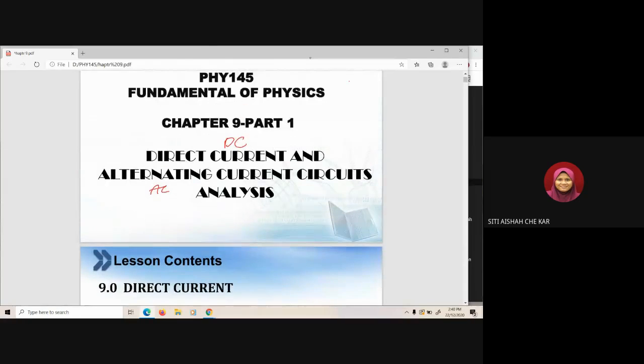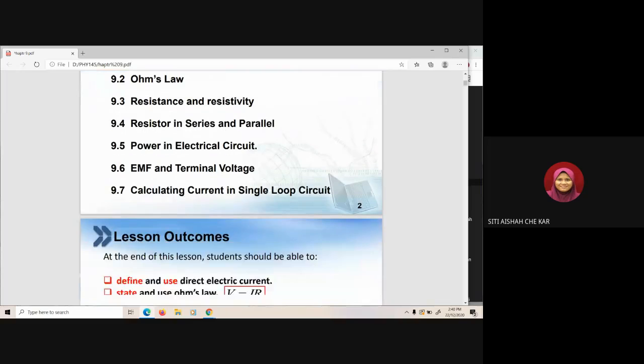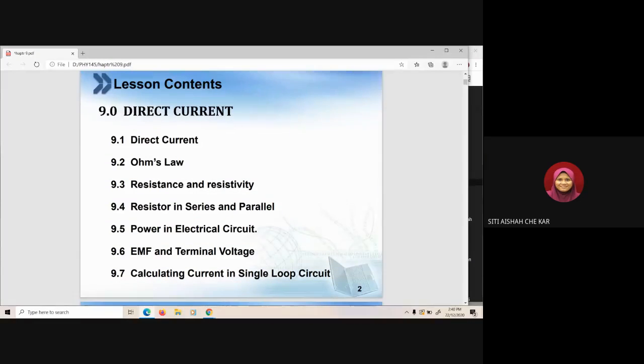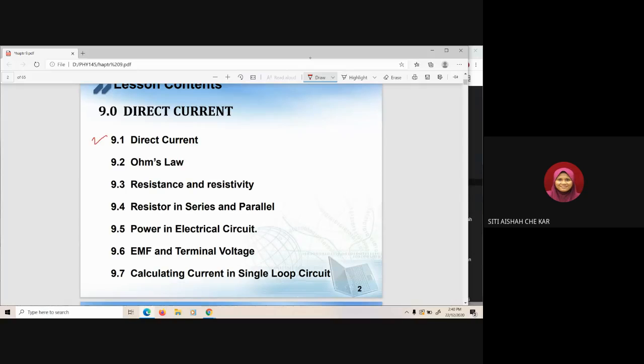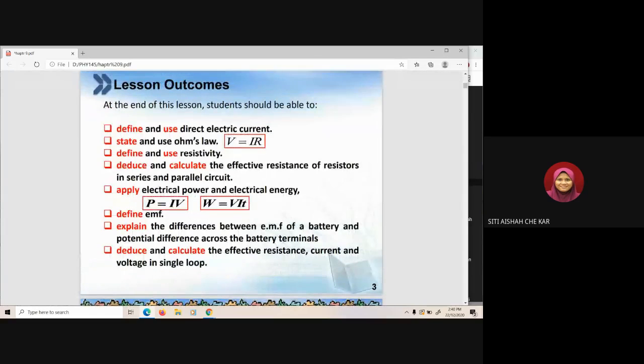Kita akan belajar pasal DC current and AC current. But for this week, kita akan cover DC current dulu. AC next week sebab dia agak panjang. Okay? So what we gonna learn in direct current adalah we gonna have 7 subtopics, subtopic 9.1 until 9.7. Okay, so this is the lesson outcome.